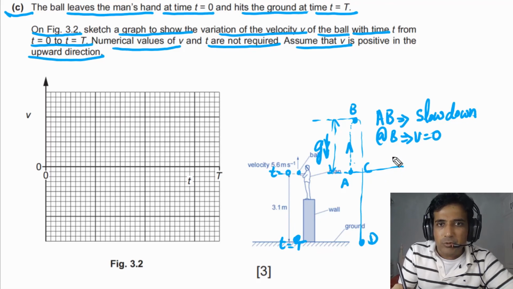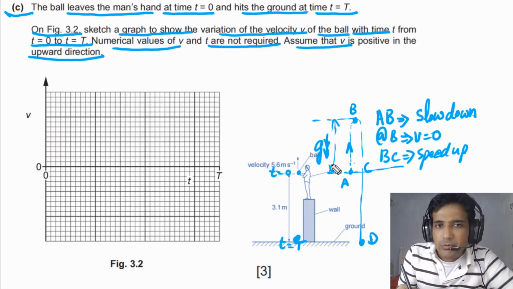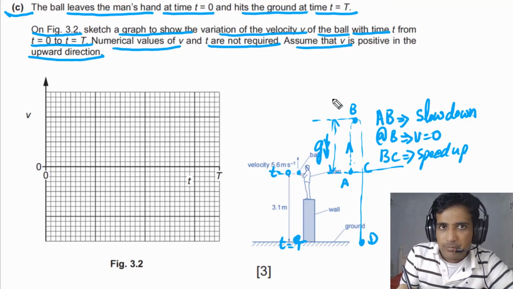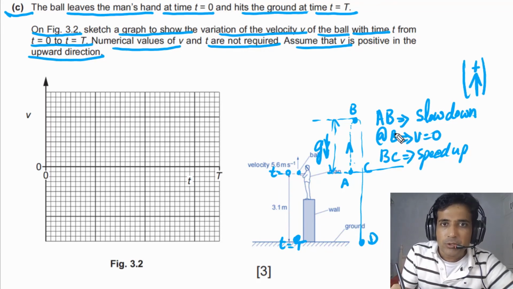And then between B and C, we can write down, between B and C, the ball will speed up. Its velocity will increase. Now we need to understand when the ball is moving up. In the question it is given that the upward direction is positive. So when the ball is moving up, V is positive.